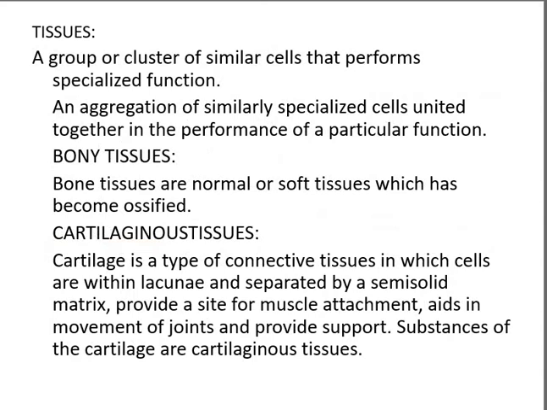Tissues are a group or cluster of similar cells that perform specialized functions. In other words, an aggregation of similarly specialized cells united together in the performance of a particular function is called tissue. Bony tissues. Bone tissues are normal or soft tissues which have become ossified. Cartilaginous tissues.